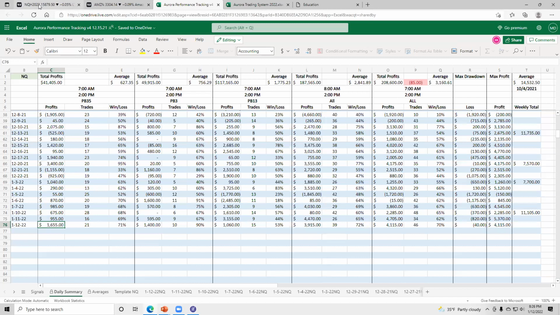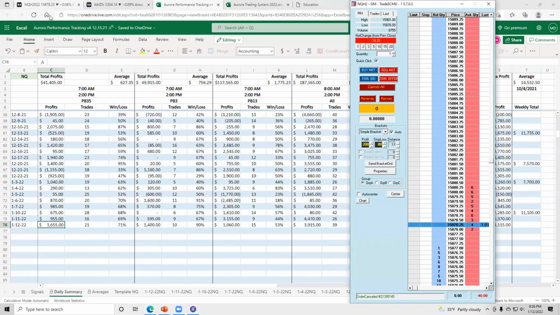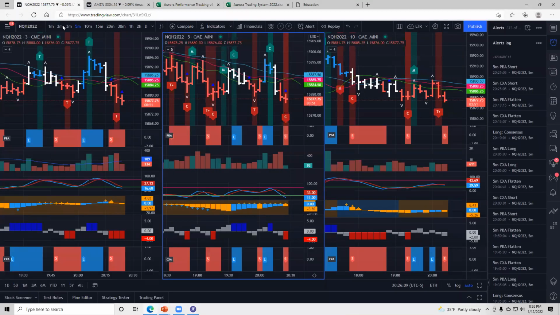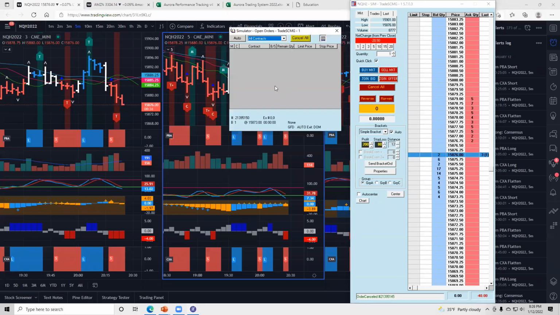Yeah, so let's pop back to the dome here. Jack is asking, when you place that 10-point profit target, does the 50-point get canceled? Yes. So what I'm going to show you here is the open orders window.